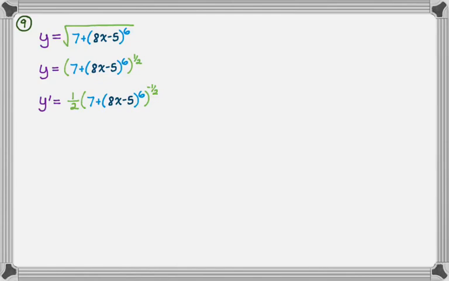Then we have to multiply by the derivative of the inner function. The inner function is 7 plus something to the 6th. The derivative of 7 is 0, and then something to the 6th is going to be 6 times that thing to the 5th, and then times the derivative of that thing. The final inner function is 8x minus 5, and the derivative of that is 8.